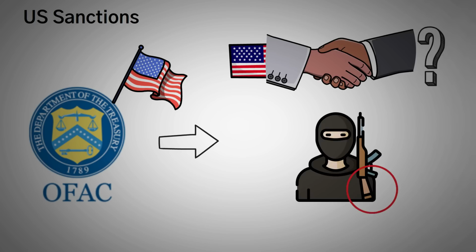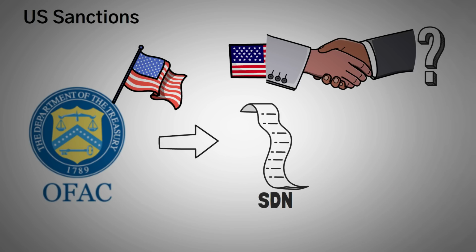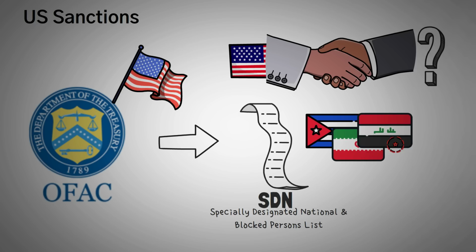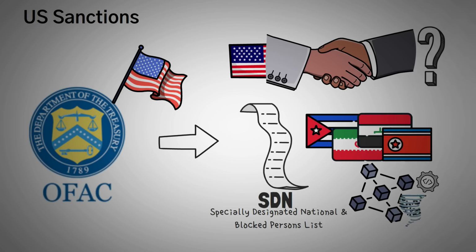Obviously, we shouldn't be doing business with criminals, right? Well, they put together this special list called the SDN, or Specially Designated Nationals and Blocked Persons List. And this contains a list of people, groups of people, and things that are now illegal to interact with. Some of these countries include Cuba, Iran, Iraq, and North Korea, but recently, Tornado Cash was added to the list.